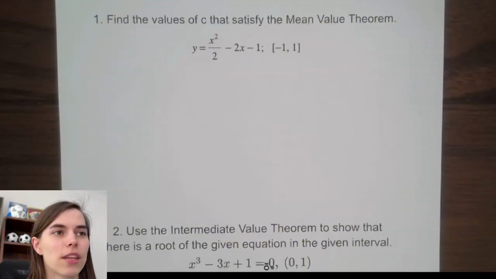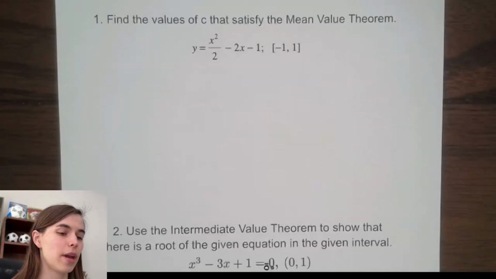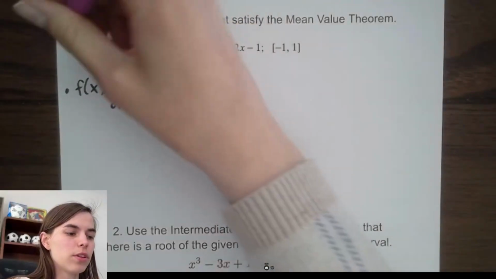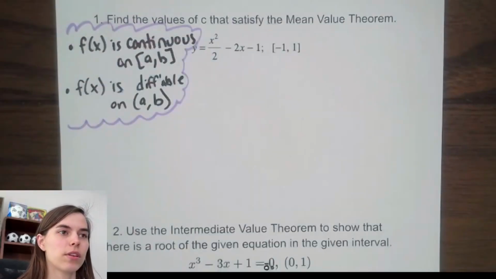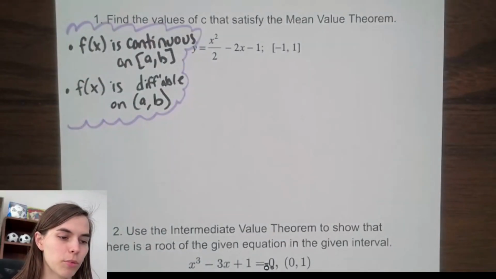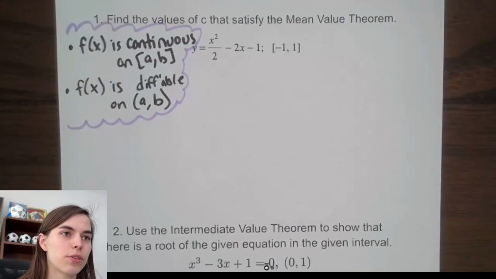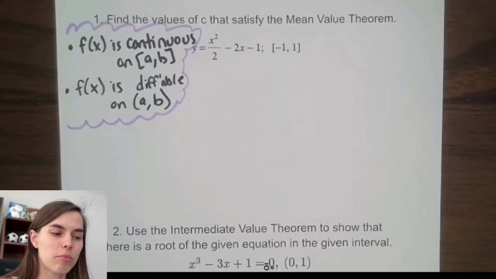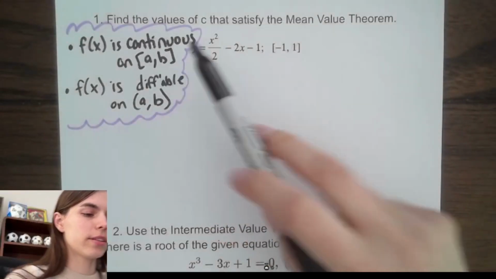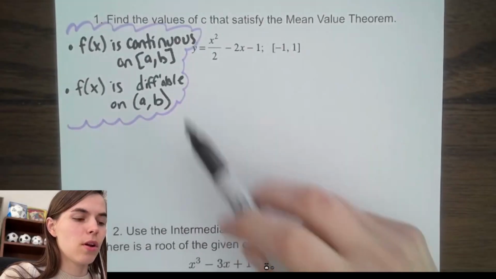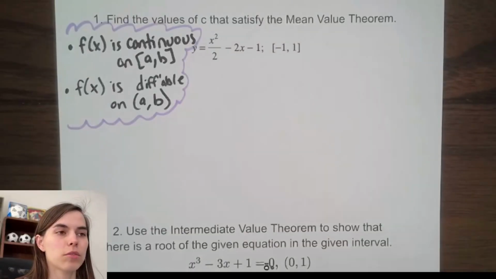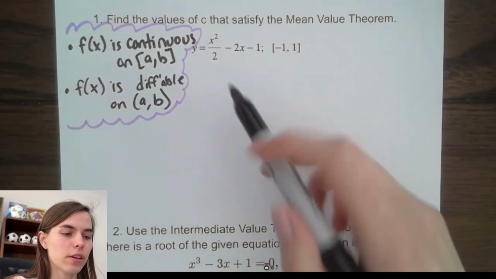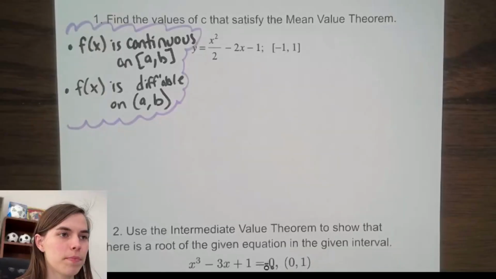Find the values of c that satisfy the mean value theorem. Just as a reminder, the mean value theorem has two conditions. These are our two key factors about the mean value theorem, and both are needed in order to satisfy it. We know that it's continuous from -1 to 1, and we know that it's differentiable from -1 to 1. That basically means there's no cusps, there's no corners, which there aren't in this case. This is just a typical parabola.